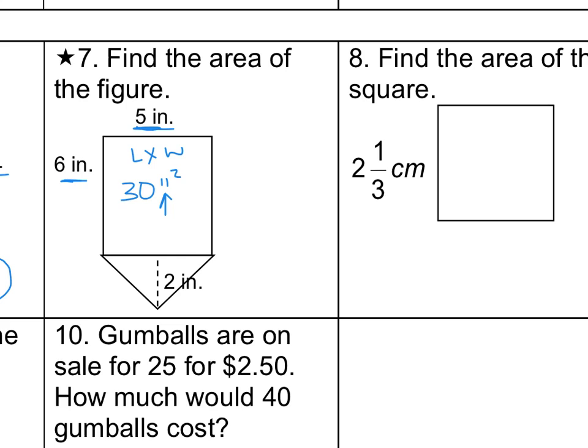Anyway, so what's the base of our triangle at the bottom? Yeah, it has to be 5 because that's the opposite of the side at the top. And so 5 times 2 is 10, and 10 divided by 2 is going to be 5. So we add 30 plus 5, and we're going to get 35, and that's going to be inches squared. So that is our final area.